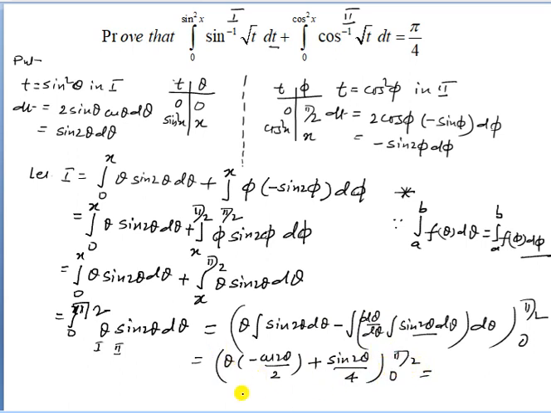If you put the values here, put theta equal to 90, so it is pi by 2 into minus half cos pi, plus 1 by 4 sin pi, and minus the value at theta equal to 0, which is 0. Since cos pi is minus 1 and sin pi is 0, so the answer is pi by 4.